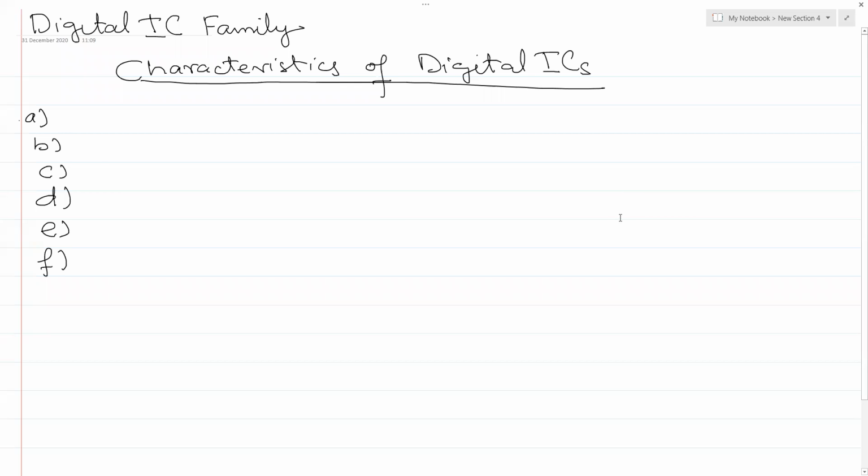Morning, students. Today we will start with the characteristics of digital ICs. I will note down a few characteristics, then we will start one by one. First one is propagation delay. Propagation delay is denoted by TPD.